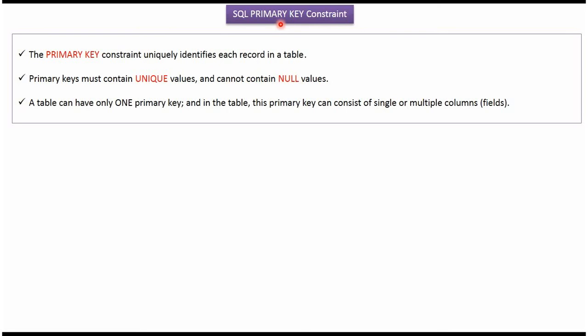In this video tutorial I will explain the primary key constraint in SQL. The primary key constraint uniquely identifies each record in the table. Primary keys must contain unique values, and should not contain null values. In a table only one primary key is allowed, and a primary key can be a single column or a combination of multiple columns. We will see the example now.